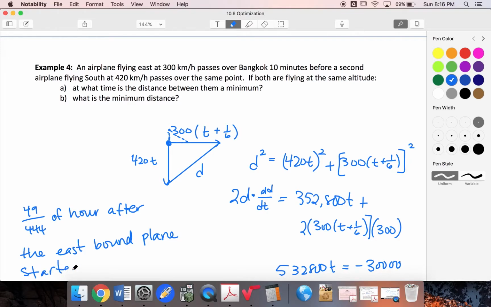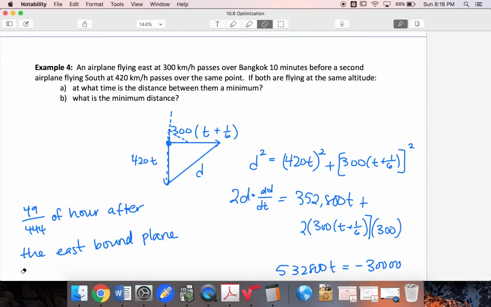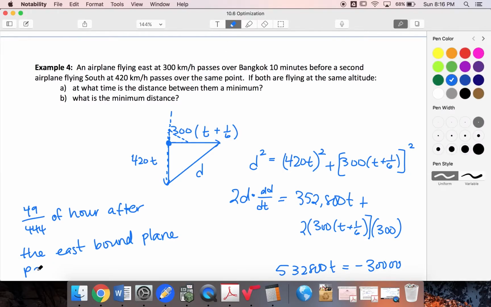This doesn't really make sense based on what it says, but that's what it goes. From when we started the clock, I don't know. I don't know how we should best phrase this. But basically that's what's happened. That here's this plane flying this direction. So we could say, I know how we could say it. 49 over 444ths of an hour after the eastbound plane didn't start past Bangkok.